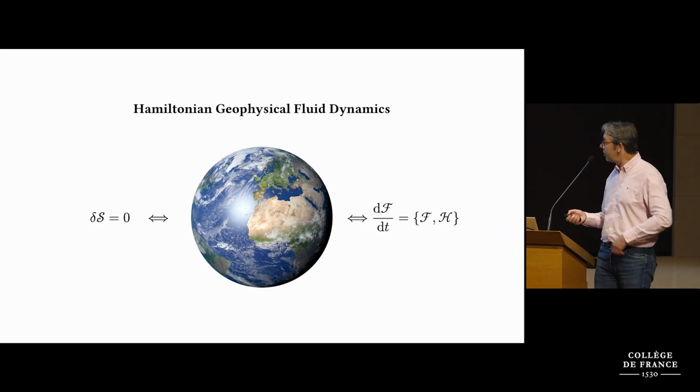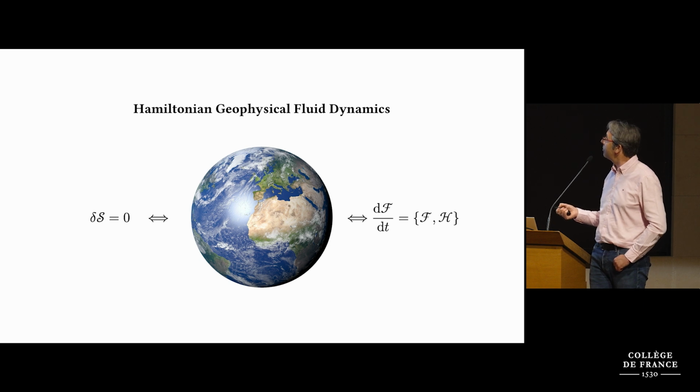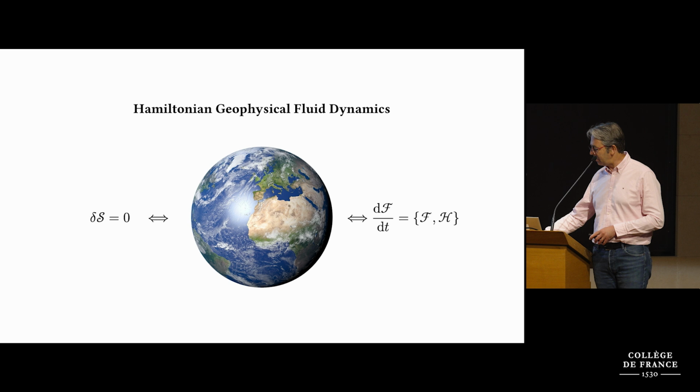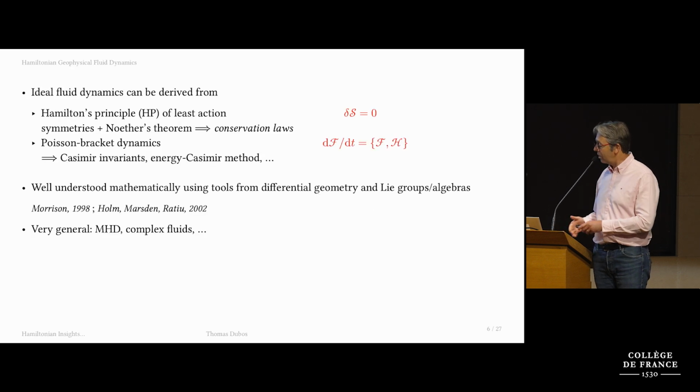Okay, so what are we talking about? Hamiltonian geophysical fluid dynamics is a branch of geophysical fluid dynamics that tries to formulate the models that describe the flow of the atmosphere or the ocean, either as a least action principle or as a Poisson bracket Hamiltonian formulation. So why would we want to do that?